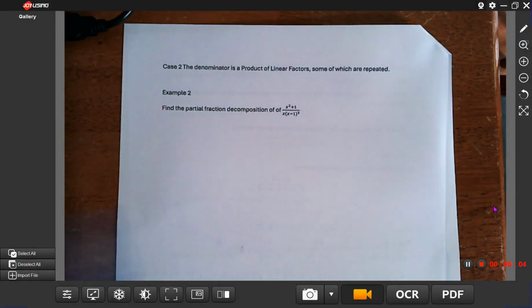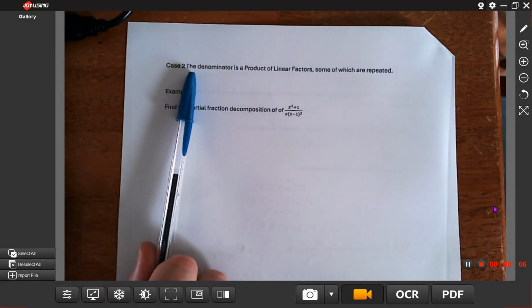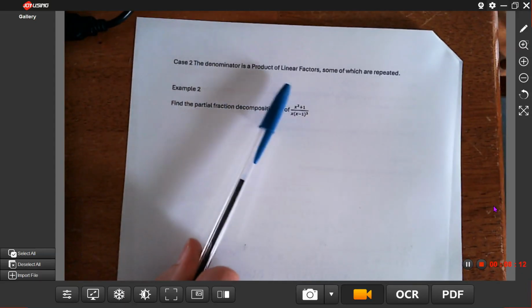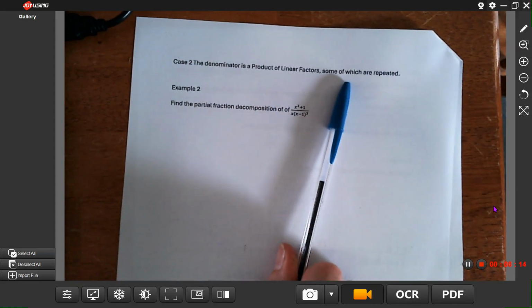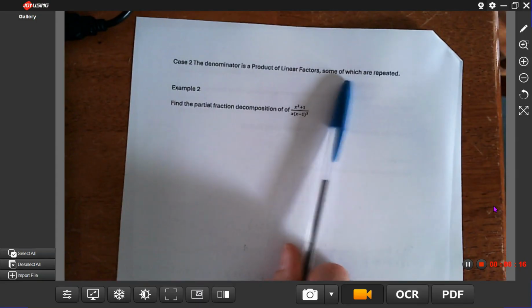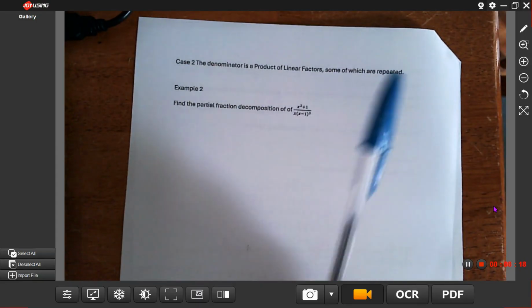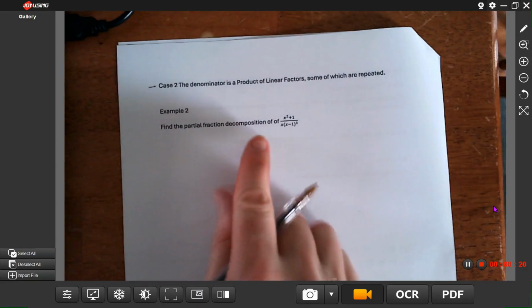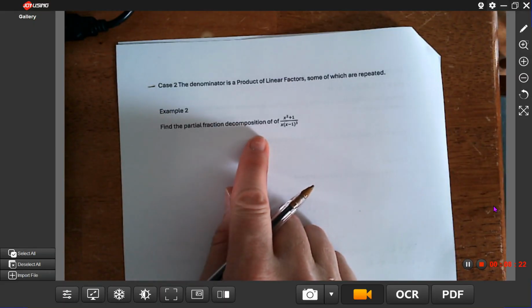So this is a different case. It's all based on what the denominator can be factored into. So the denominator is a product of linear factors, but in this case, some of those linear factors are repeated, which is different from the previous example. So we're going to find the partial fraction decomposition of this problem.